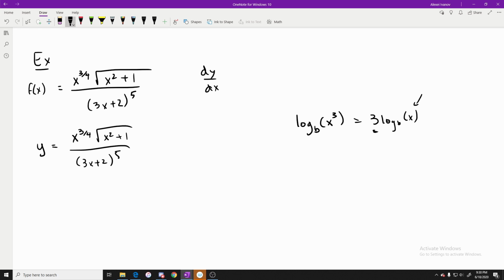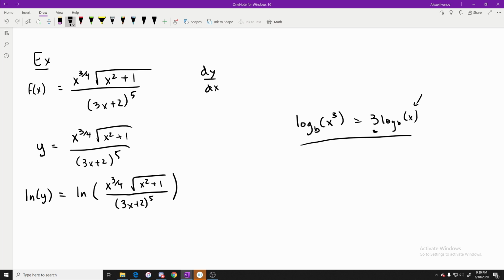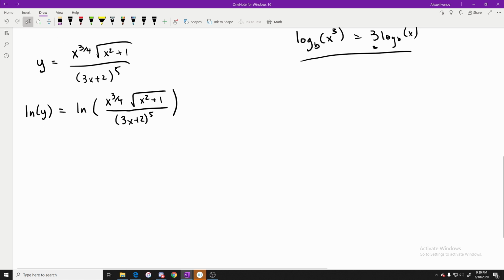And what logarithmic differentiation tries to do is leverage this law and a few of the other laws that are in my log laws video, which I will link at the top right just about now. So what we're going to do is take the ln of both sides. There we go. I've taken the ln of both sides, and let's start breaking this down.